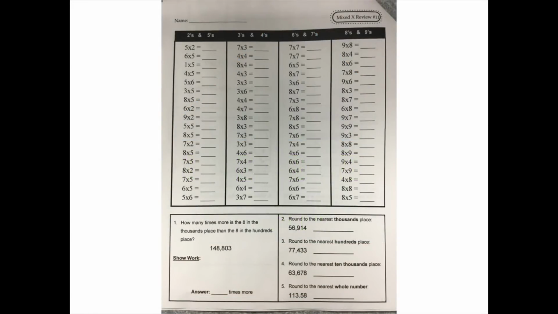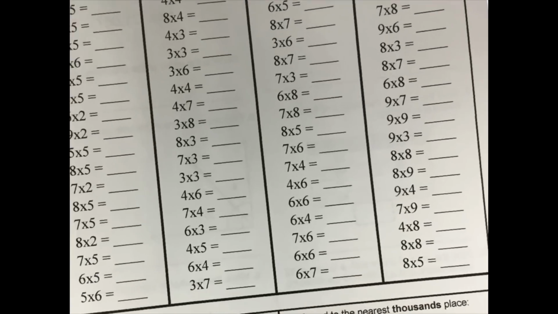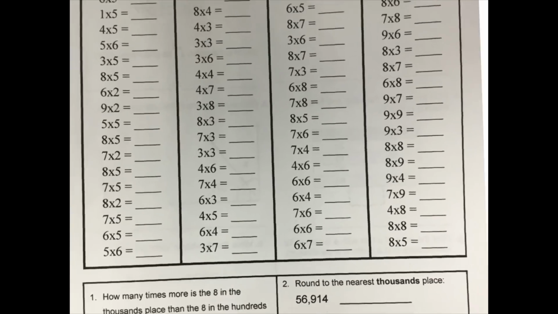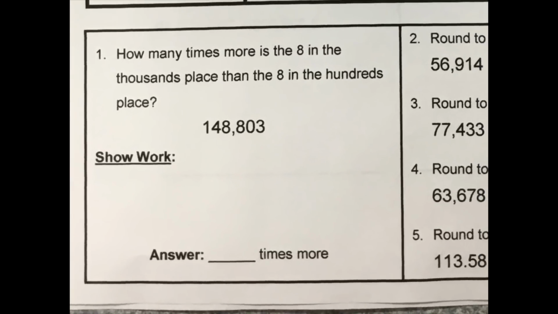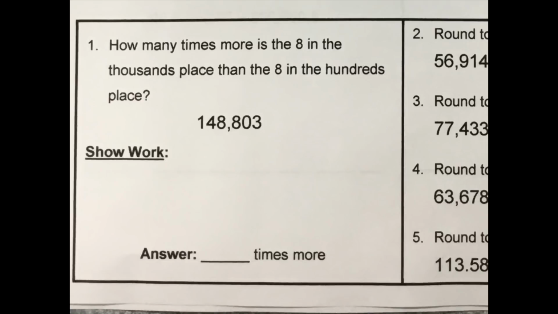Okay, the last video for us to do together is mixed multiplication review number 11. So turn to this page in your packet. You can do the multiplication columns on your own. I will do the review questions with you. So taking a look at number 1. How many times more? Automatically, I'm going to underline that and put question mark X. Is the 8 in the thousands place? I'm going to find the 8 in the thousands place.